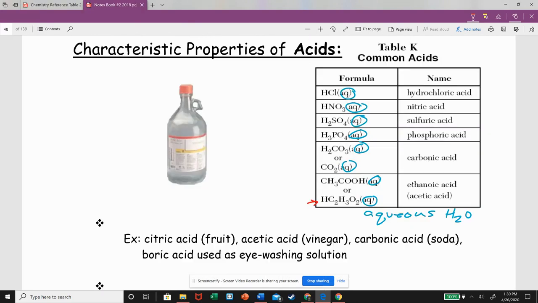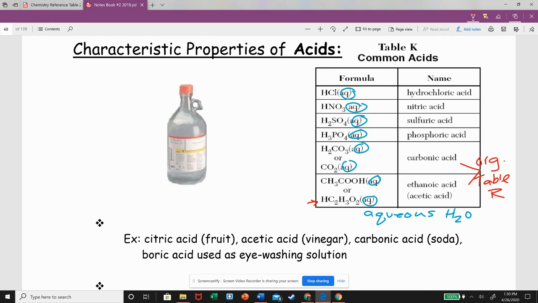So we do have two organic acids. I'm just going to write org, and then write down here table R. So that's two more places for you to find two more acids.